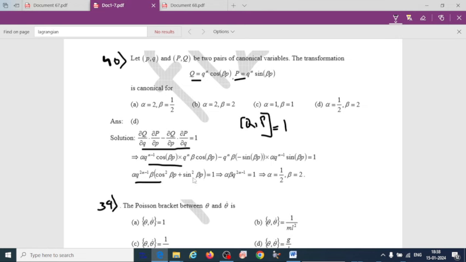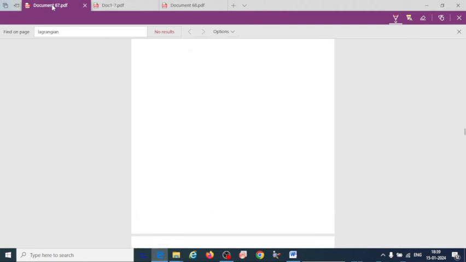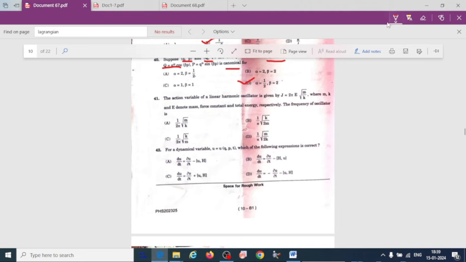So cos square plus sin square is equal to 1. Finally you will have alpha beta into q to the power 2 alpha plus 1 is equal to 1. This equation is equal to 1 when we take the given four options. The condition that alpha equal to 1 by 2 and beta equal to 2, if we substitute, we are going to get the value equal to 1. So that's why the option D is correct.